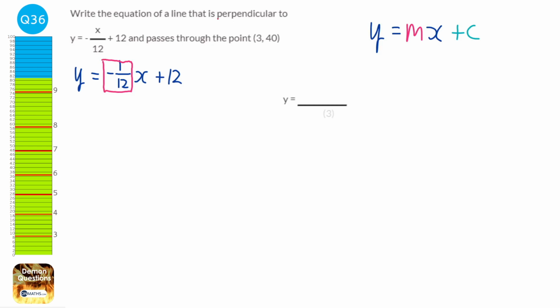We're told it's perpendicular. Now, when two things are perpendicular, to find the gradient of the other one, if we know one of them, you've got to change the sign and find the reciprocal of the fraction. So we're going to change the sign, so it's negative, so our gradient is going to be positive, and we're going to flip it. We're going to find the reciprocal. The reciprocal of 1 over 12 will be 12 over 1, or just 12. So the gradient of our line is going to be 12.